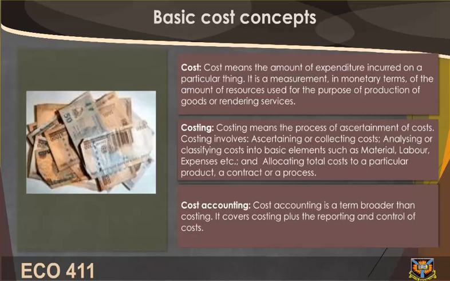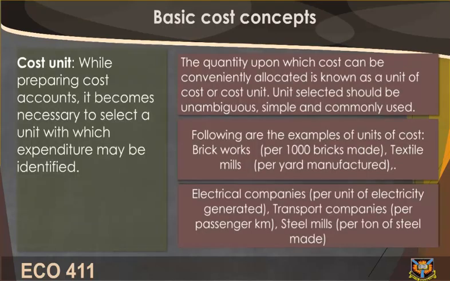Cost accounting. Cost accounting is a term broader than costing. It covers costing plus the reporting and control of costs. Cost unit. While preparing cost accounts, it becomes necessary to select a unit with which expenditure may be identified. The quantity upon which costs can be conveniently allocated is known as unit of cost or cost unit. Unit selected should be unambiguous, simple, and commonly used.